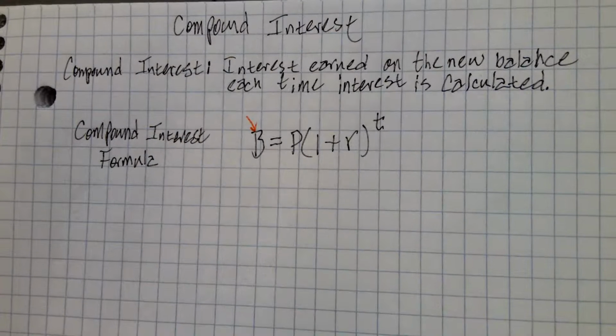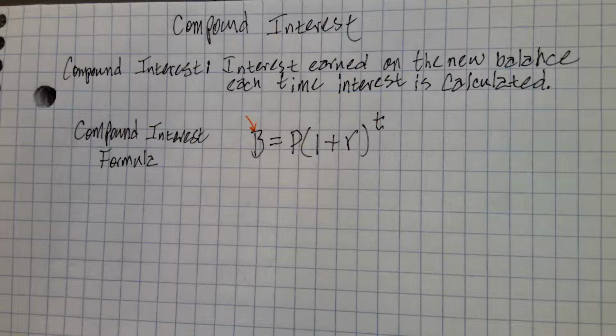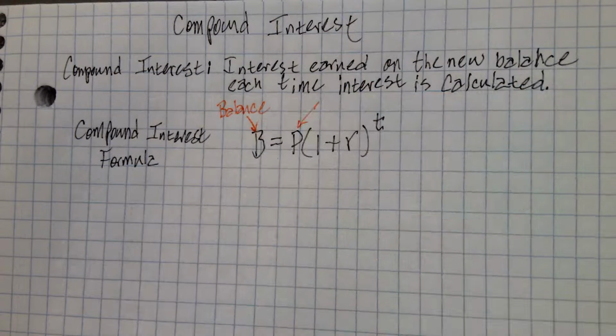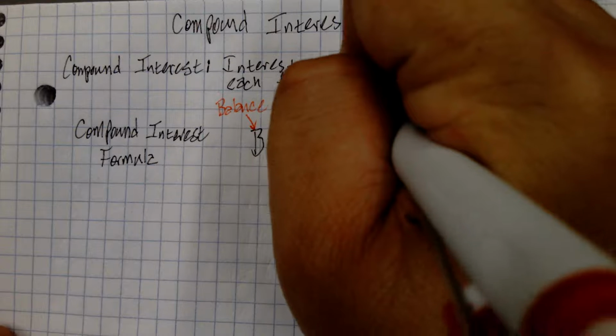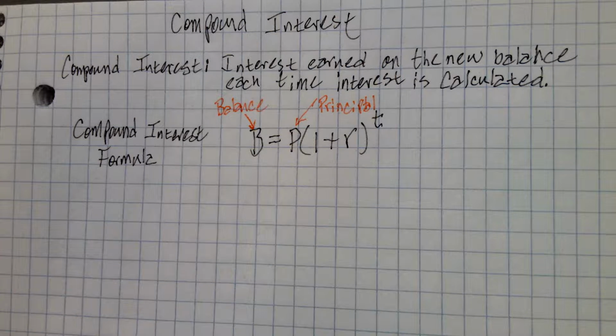Starting with B. Although maybe you can guess. Anybody know what B represents? The balance. The balance is how much total you have in the bank. So think of it as all your money, interest and everything. Okay? P we've seen before. That's the principal. Principal. Okay? That's the money you start with.